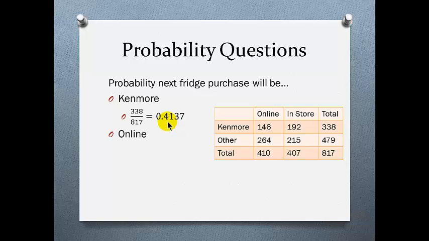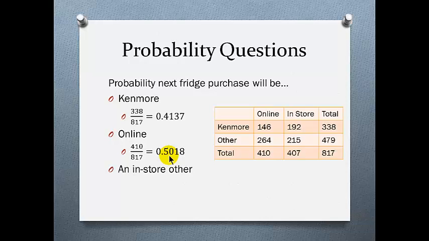How about this one? What's the probability the next fridge is purchased online? Well, online, the total number of online fridges is 410 out of the total 817. Dividing that on our calculator, we get a probability of 0.5018. We'll usually round our probabilities to either 3 or 4 decimal places.